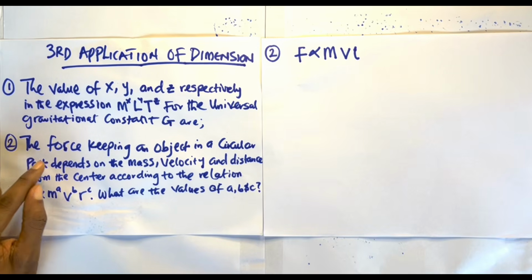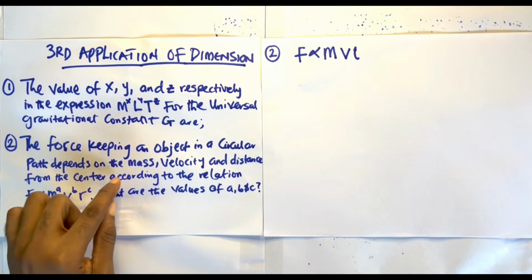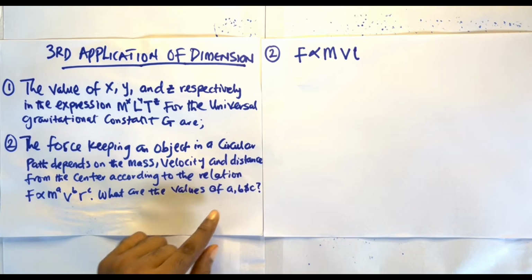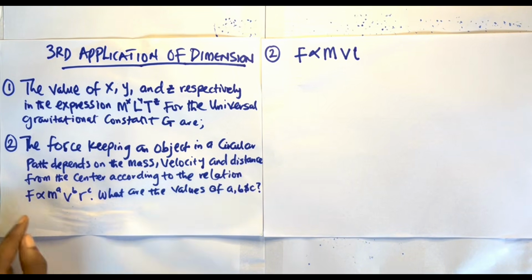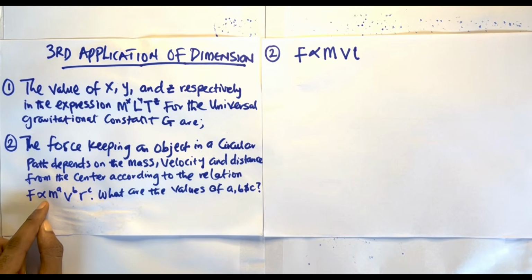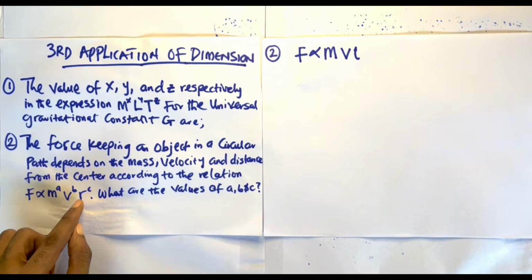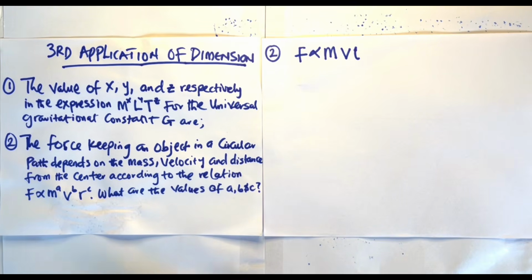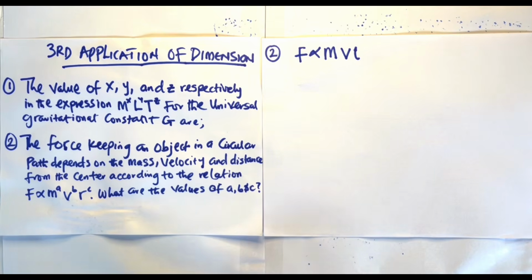And we have the force keeping an object in a circular path depends on the mass, velocity, and distance from the center according to the relation F is directly proportional to M^a V^b R^c. Now they already formed the equation for us here. What are the values of a, b, and c? So those are the constants we'll be looking for, the values of a, b, and c.